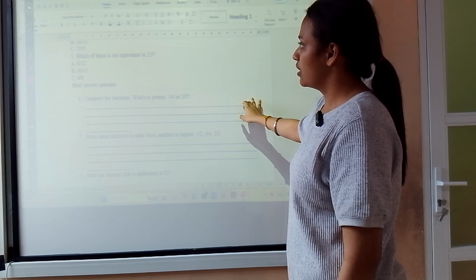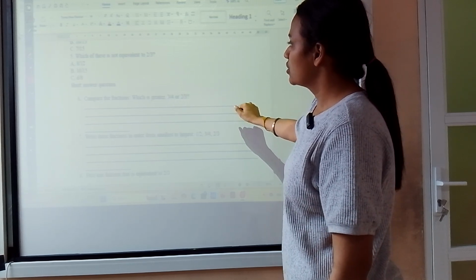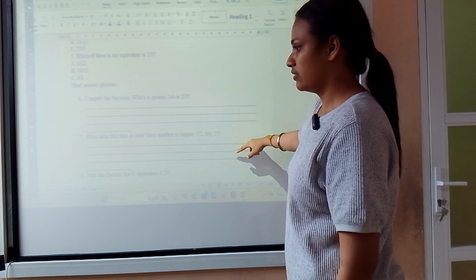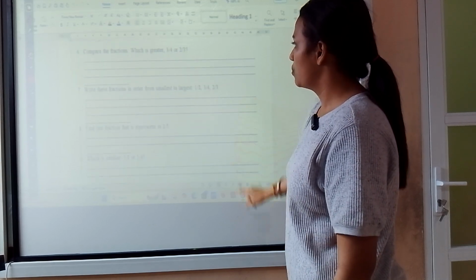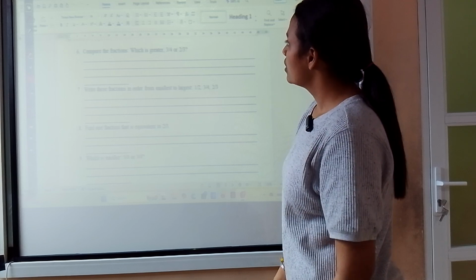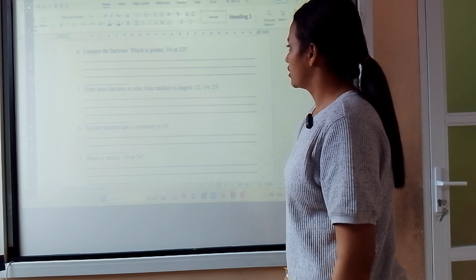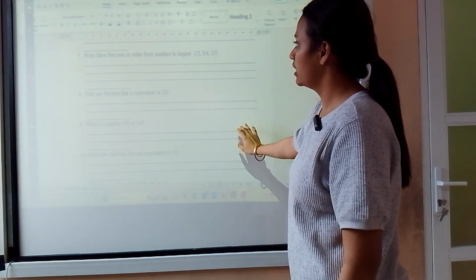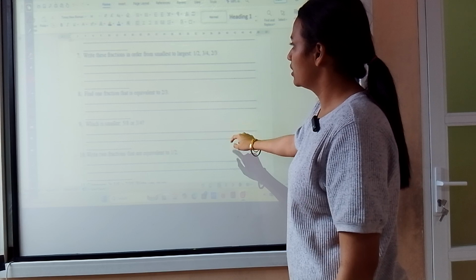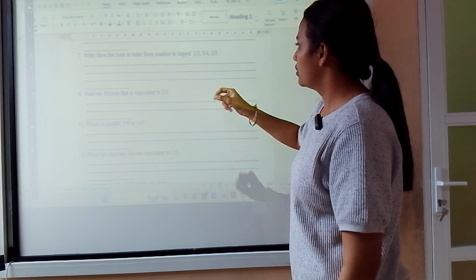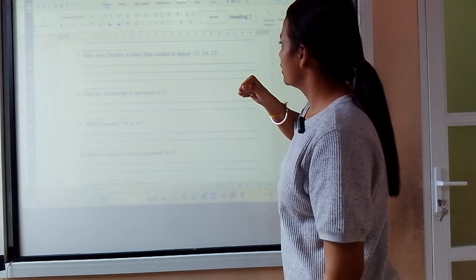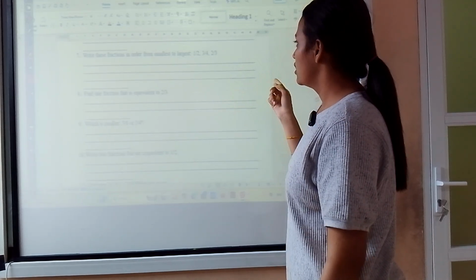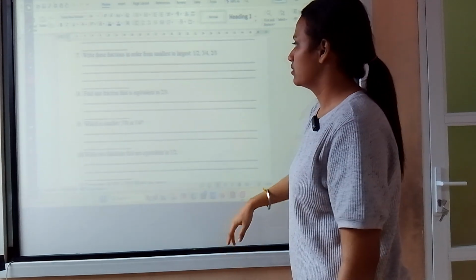Which of these is not equivalent to 2/3? That is 6/8. Compare the fractions, which is greater, 3/4 or 2/3? It is 3/4. Next, write these fractions in order from smallest to largest. So the smallest is 1/2 first, and then 2/3, and then 3/4.